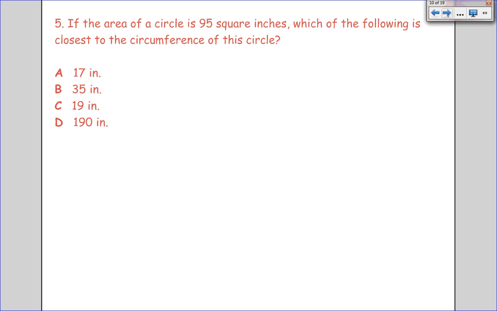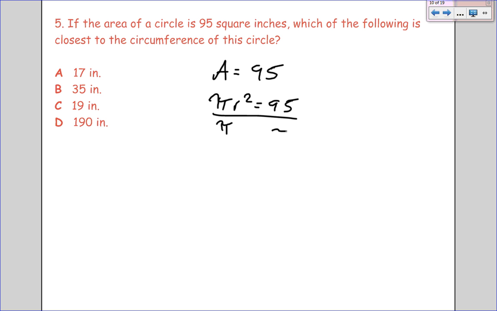All right, one more question. If the area of a circle is 95 square inches, so the area actually equals 95, no pi, just 95. Which of the following is the closest, so I'm going to be estimating, to the circumference of the circle? So remember the formula, pi r squared equals 95. Divide both sides by pi.